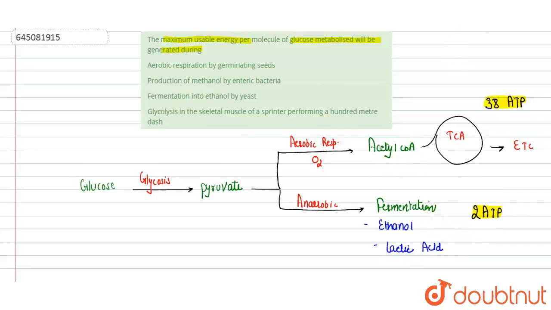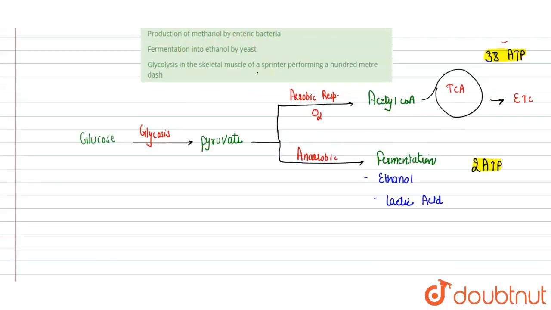Now the statement says maximum usable energy per molecule of glucose metabolized will be generated during. We have 4 different processes. First is aerobic respiration by germinating seeds. Aerobic respiration will definitely lead to the maximum energy, so this is correct.